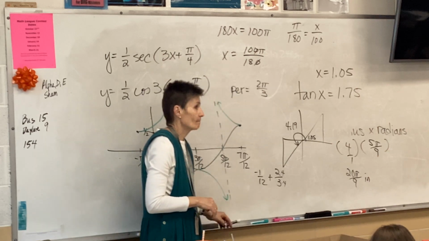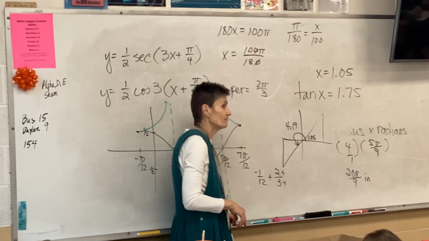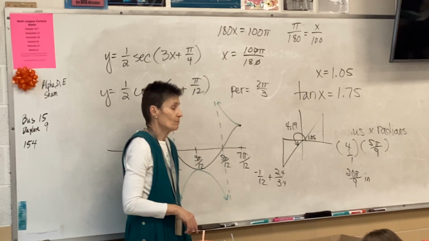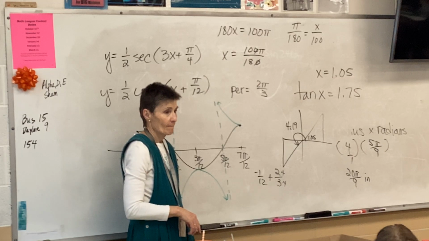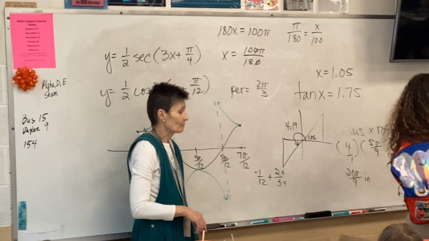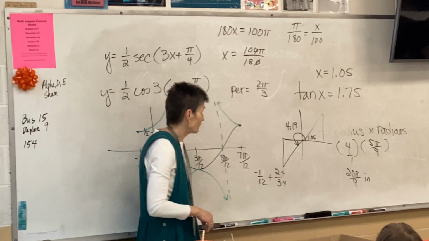How did you get to 1.05? Type it on my calculator. Inverse tangent of 1.75 in radians. Okay, all right, so that's that.